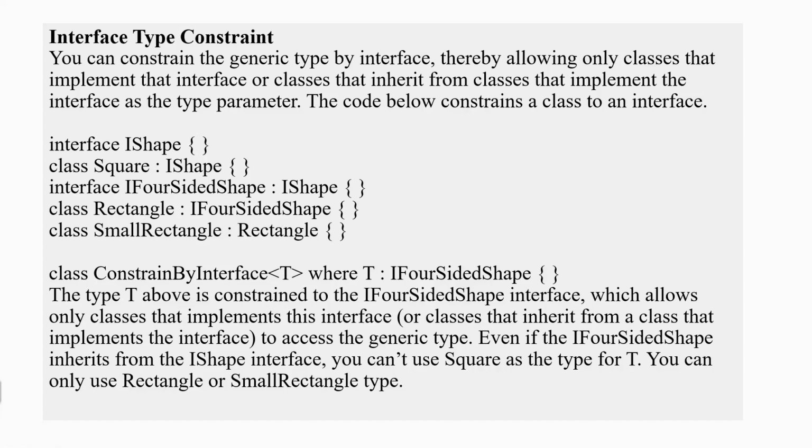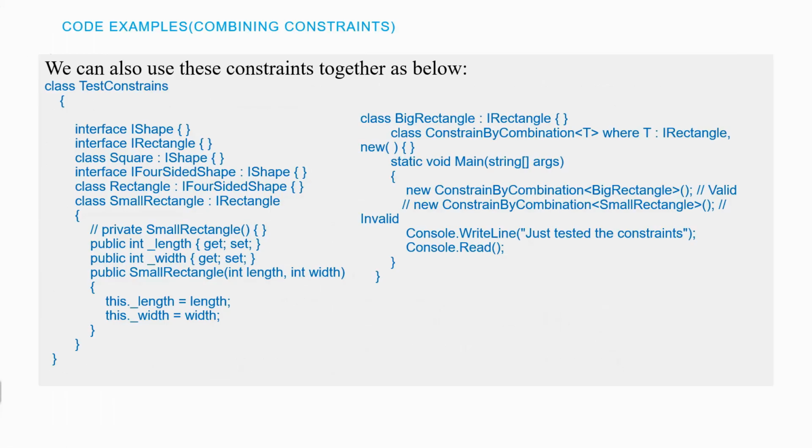Because small rectangle is deriving from the rectangle class, and rectangle is implementing I4-sided. So you can use small rectangle or a rectangle, because they are directly or indirectly implementing I4-sided shape, but you cannot use square as a type of T, because it is not implementing I4-sided shape. Now we can use these constraints together as below.